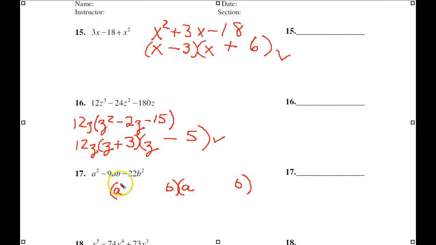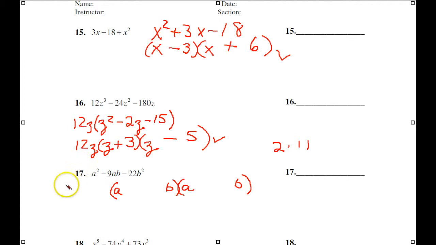Now I haven't really looked at the numbers. I'm just looking at the mechanics of this. So it's in standard form. I put two sets of parentheses. I put an a and an a and a b and a b. Now I'm going to look at my 22. Well, 2 times 11 is 22, and it has the difference of 9.